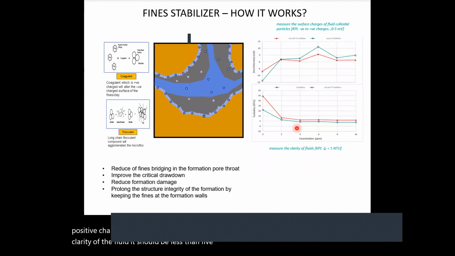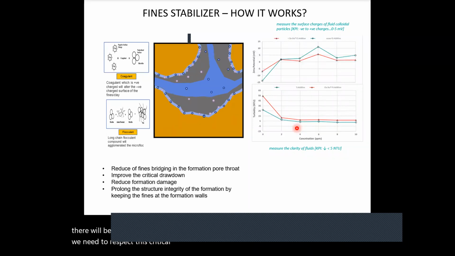So what is the outcome of this fine stabilizer? It is a chemical that reduces fine bridging in the formation pore throats to improve the critical drawdown. So what is the critical drawdown? It is the drawdown beyond which there will be drag forces and sand production. That's why normally we need to respect this critical drawdown.